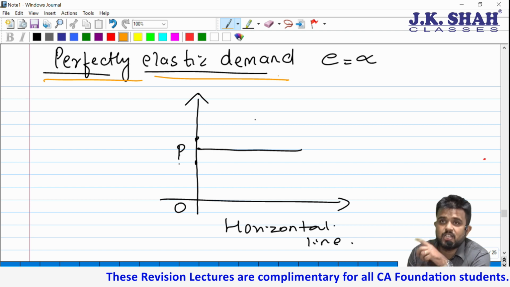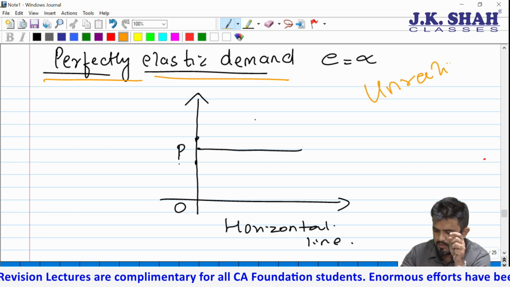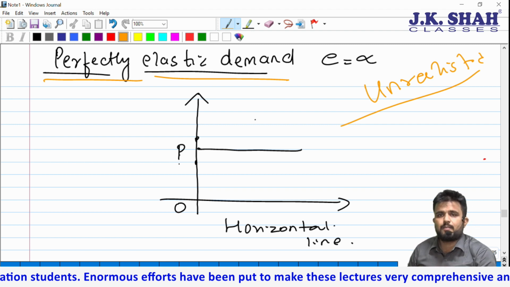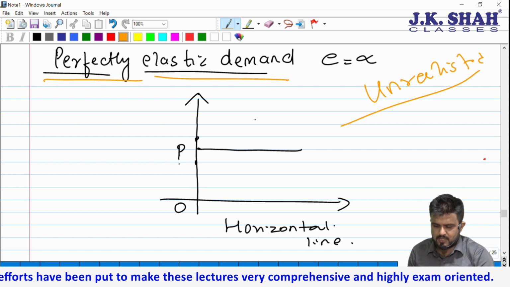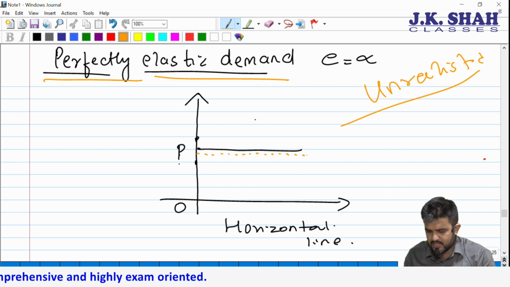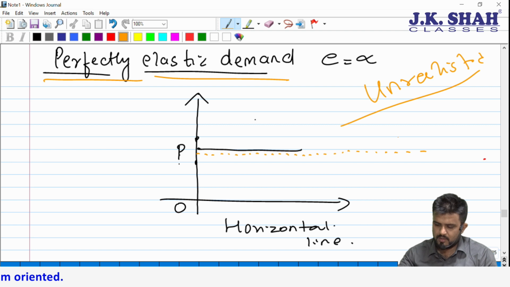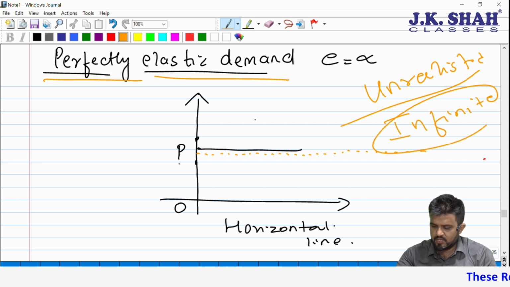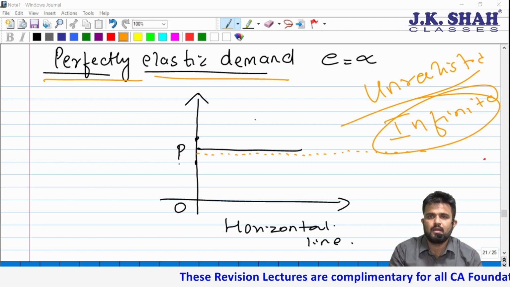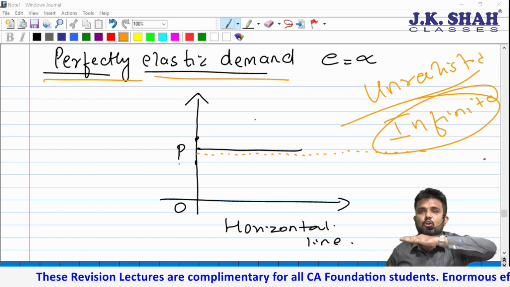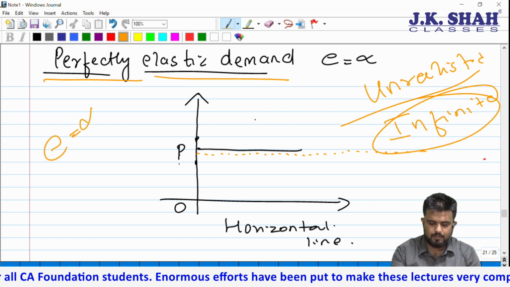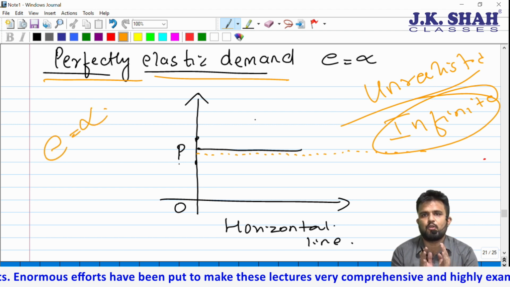Next is perfectly elastic demand. First of all, unrealistic concept, not applicable in real world. You will not have any examples for this, but I will tell you, slight change in the price of the commodity, demand increases infinite, never ending, non-stop. Infinite change you will never find. So when price changes slightly, demand will change infinite. You get a horizontal straight line parallel to x-axis. So your E will be infinite. Unrealistic concept, not applicable in reality.